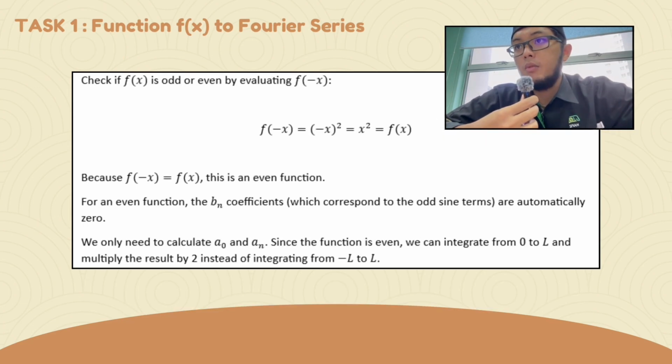Before we proceed, we need to check if f of x is odd or even. Since we input -x inside this function, we get f of -x equal to f of x, which is an even function. For an even function, the bn coefficient automatically becomes 0, and we only need to calculate a0 and an. Since the function is even, we can integrate from 0 to L and multiply by 2 instead of integrating from negative L to L.